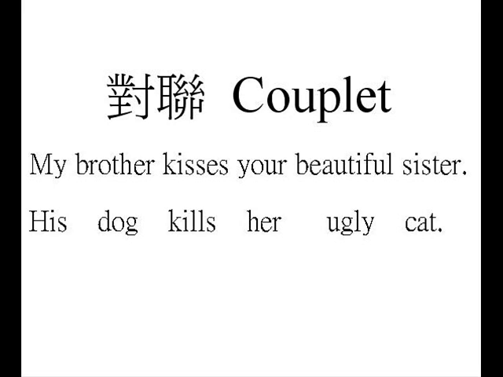But of course, if there is some duplication in the upper sentence, then we have to do the same duplication in the lower sentence and in the same position. For example, my brother kisses your beautiful brother. Sister changes to brother. And as a result, the lower sentence will become his dog kills her ugly dog. It becomes dog because there is duplication in the upper sentence, and as a result, we have to do the same duplication in the lower sentence and also in the same position. I hope that you know what I mean.